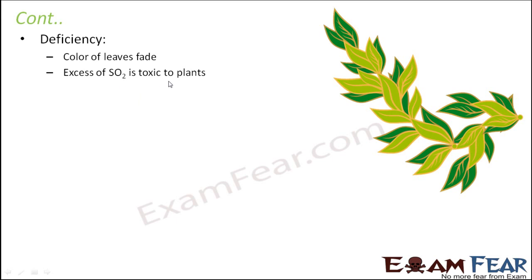Excess of sulfur dioxide is toxic to plants. Now, as I said, sulfur is absorbed from soil as sulfate, and it is absorbed from the atmosphere in the form of sulfur dioxide. But sulfur dioxide is okay to be absorbed only if it is within a limited quantity. If too much of sulfur dioxide is absorbed, it can cause harm to the plant.